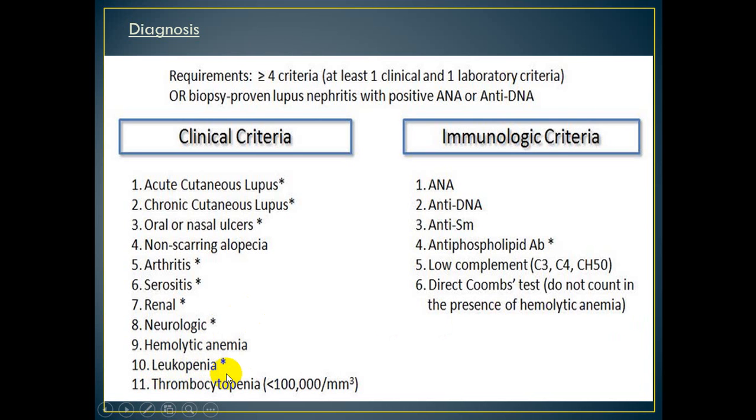Leukopenia, meaning white blood cell count below 4,000 or lymphocyte count below 1,000. Either of them we give leukopenia 1. Finally, thrombocytopenia below 100,000 is a positive criterion. Autoantibody, any antibody from the list positive, we score 1: anti-nuclear, anti-double-strand DNA, anti-Smith antibody, anti-phospholipid antibody, low complement level C3, C4, or direct Coombs test positive.